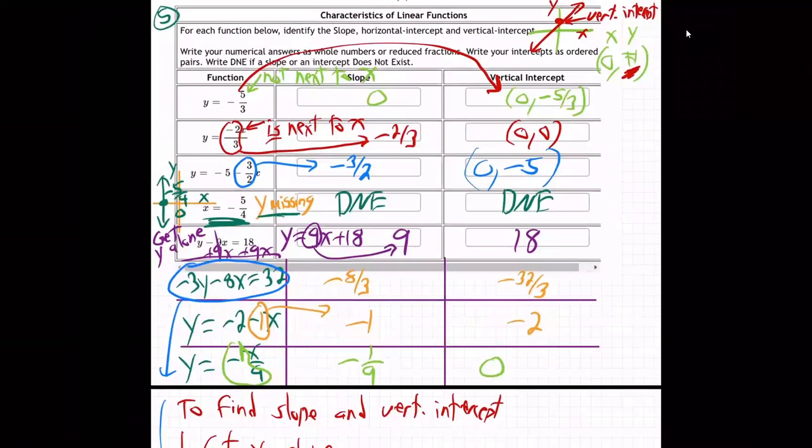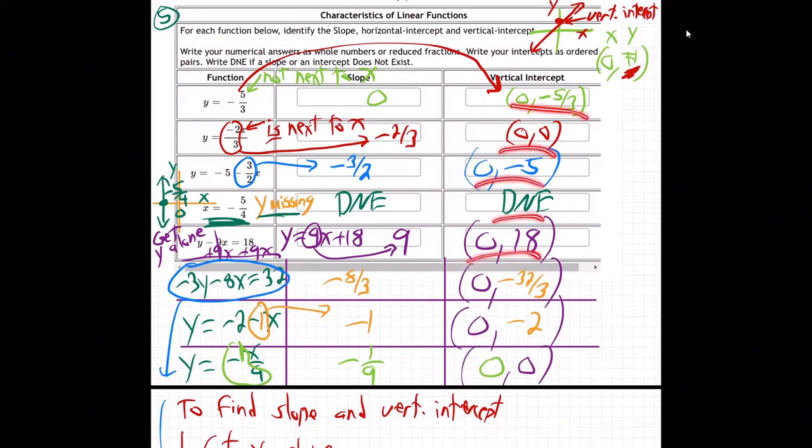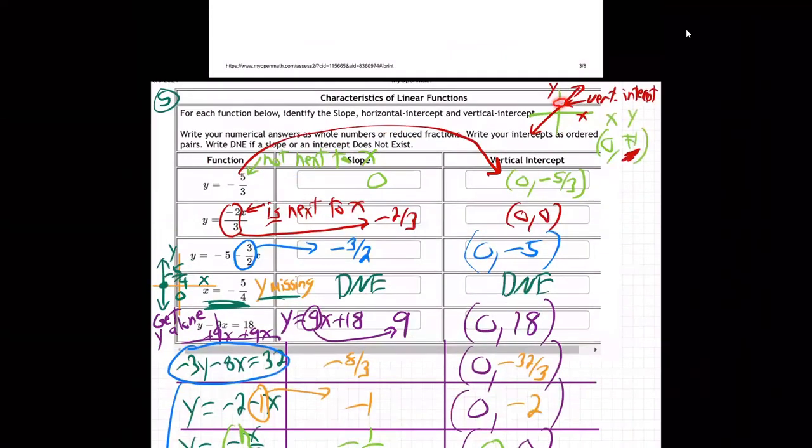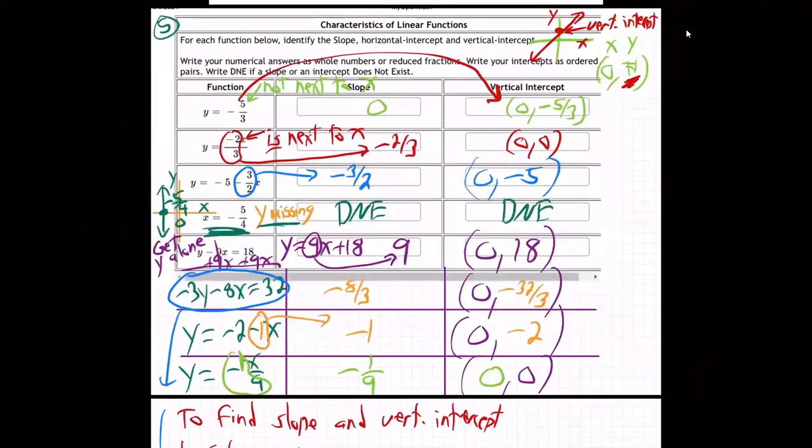Oh, wait, I started blowing these again, didn't I? This should be (0, 18), (0, 0), like that, right? I forgot. There we go. So remember, as it says up here, write your intercepts as ordered pairs. I don't see those tiny little words. So they all have to be written with a 0 in the front, right? Because it's a vertical intercept, over 0, up or down something. So don't mess up like I did. Questions on that one?